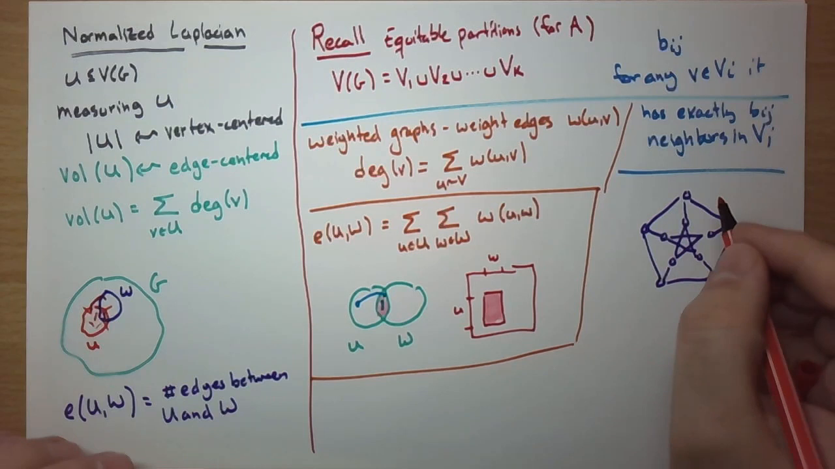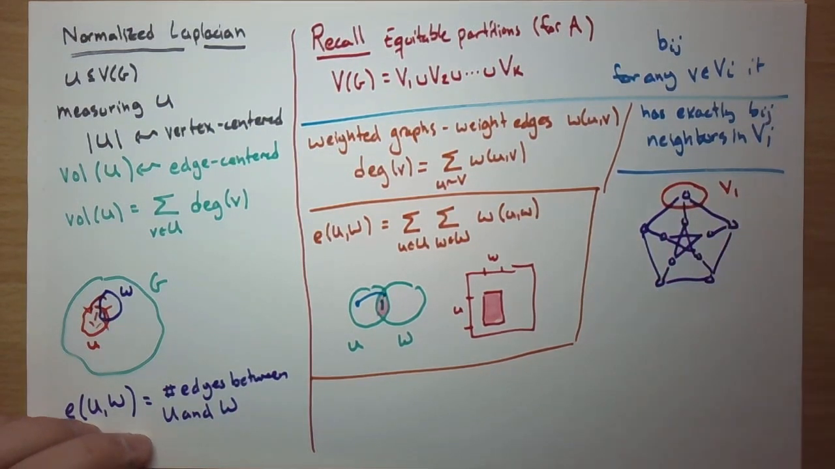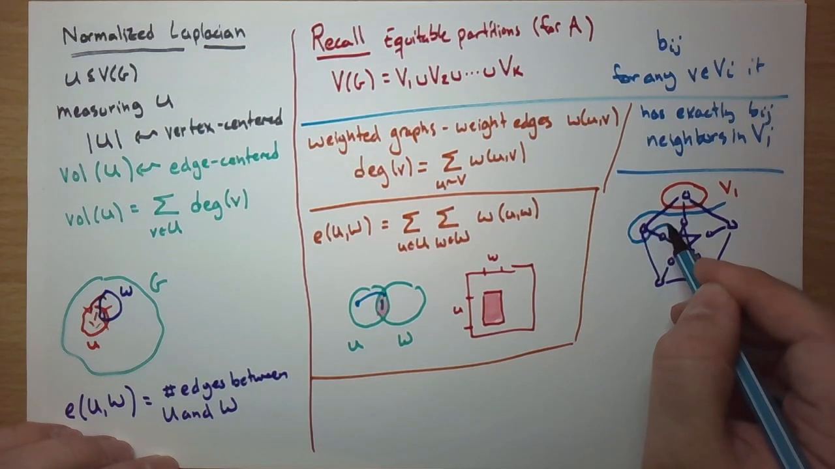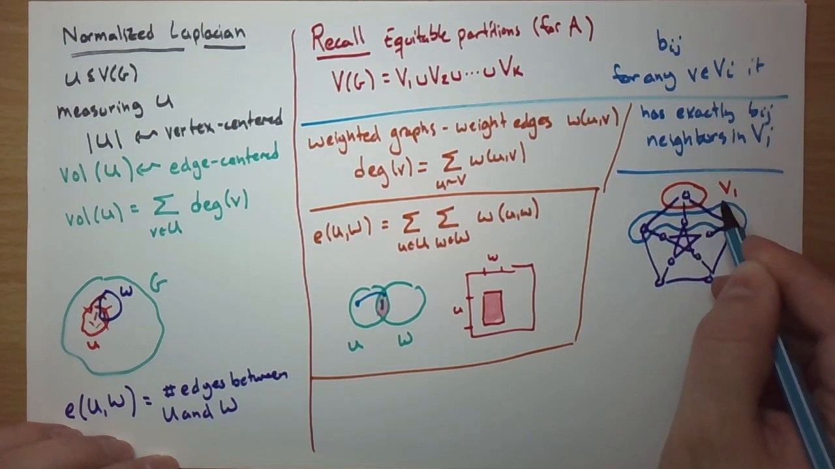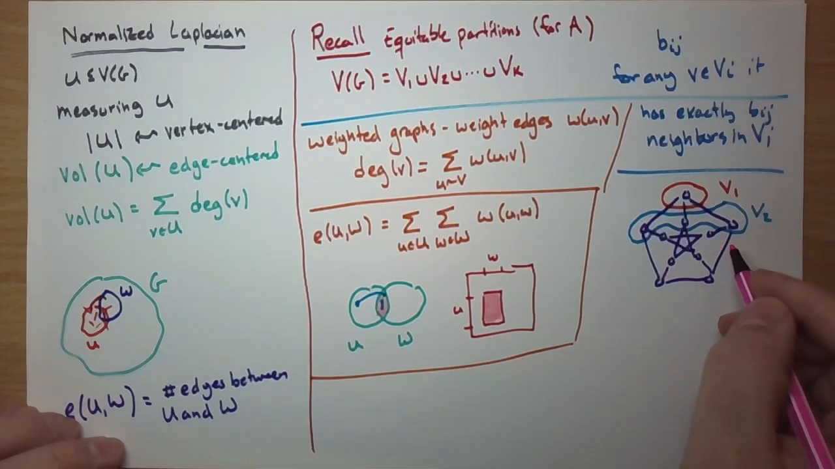I'll give you a hint. V1 was a single vertex. What was V2? The neighborhood of V1. That's right. It's everything that connected to V1. That was V2. And then the rest. Good.